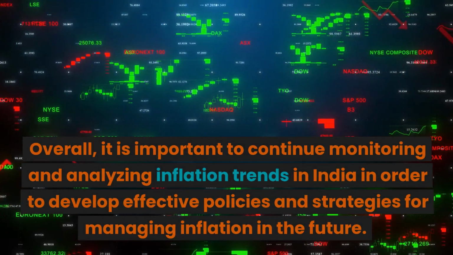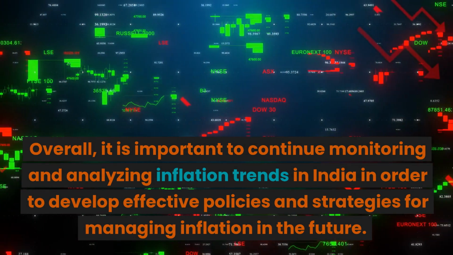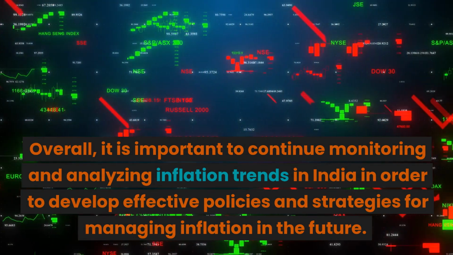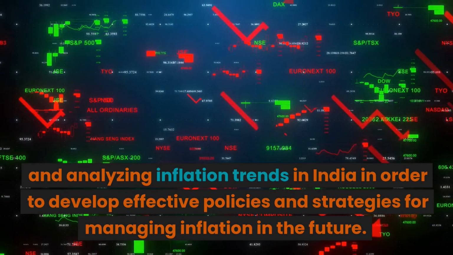Overall, it is important to continue monitoring and analyzing inflation trends in India in order to develop effective policies and strategies for managing inflation in the future.